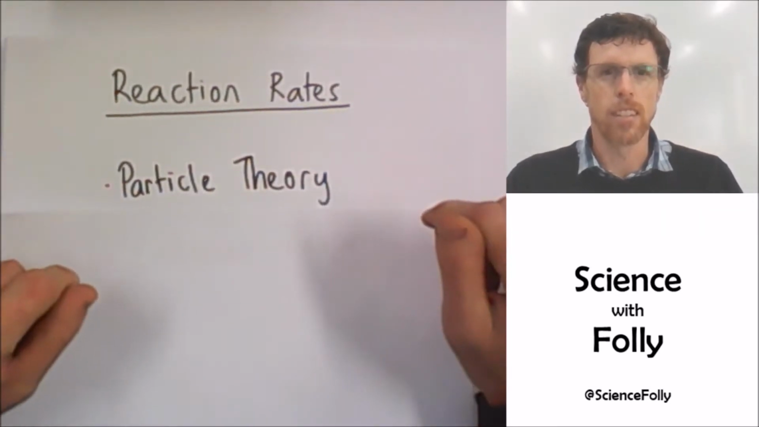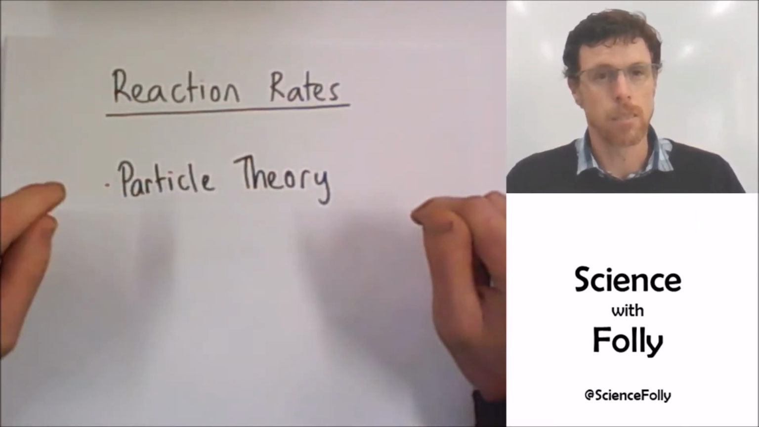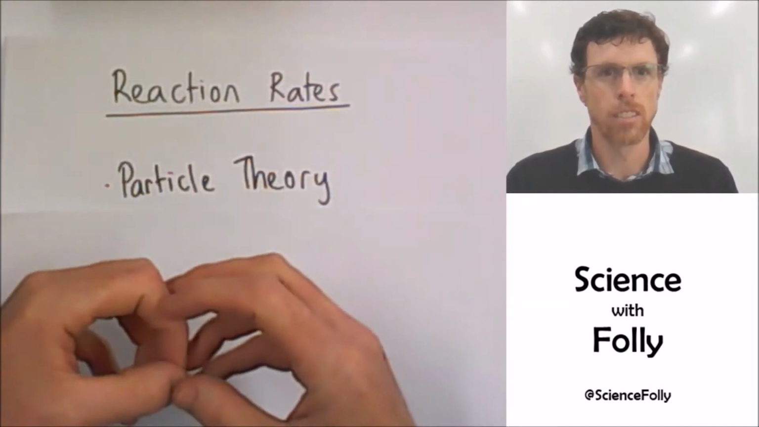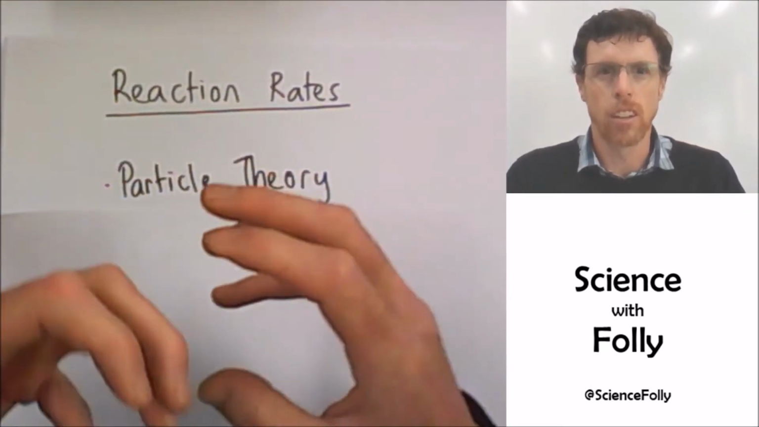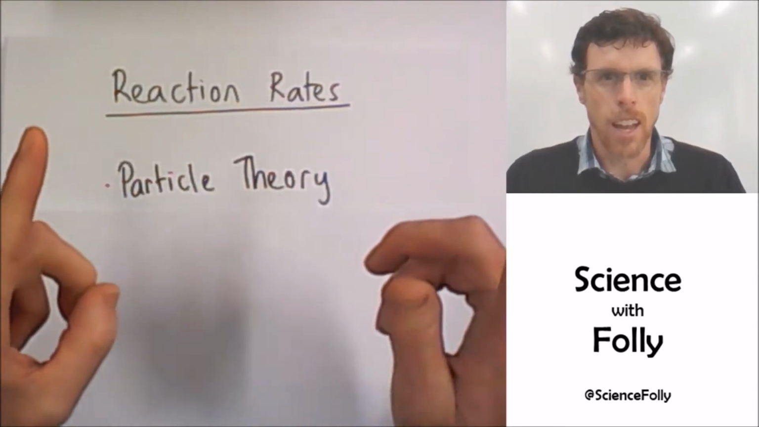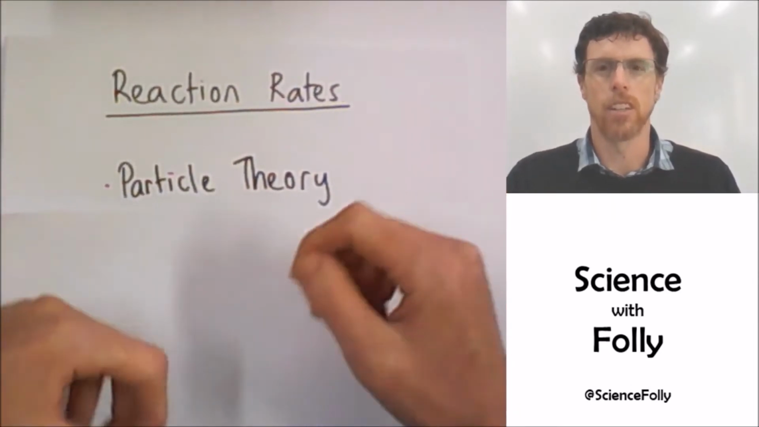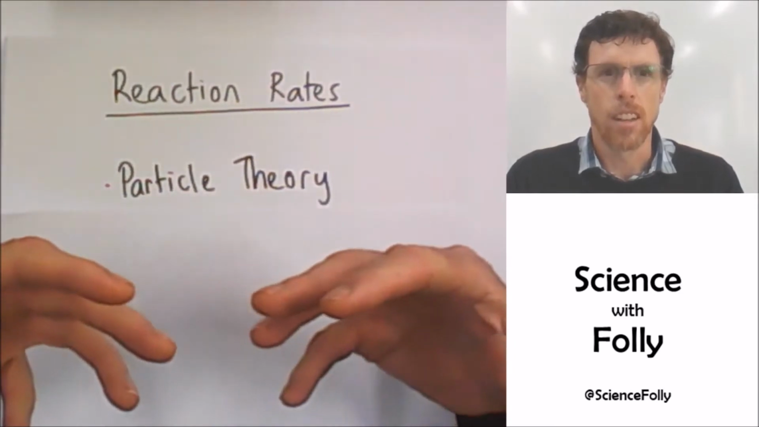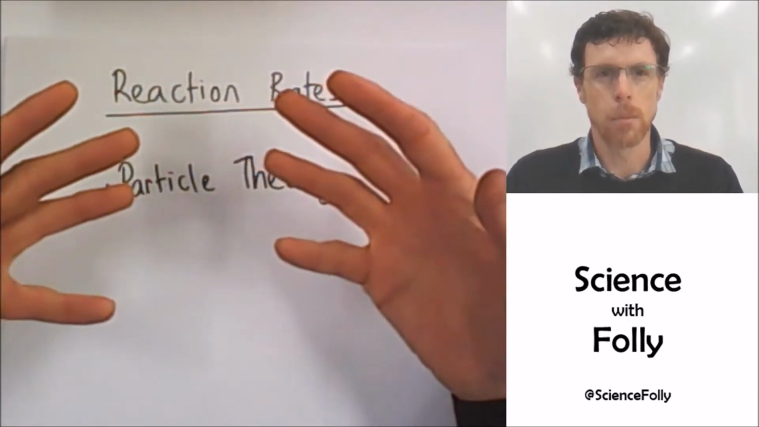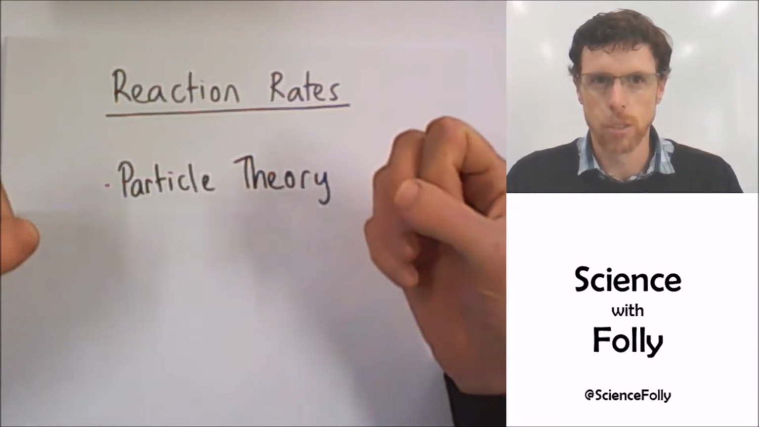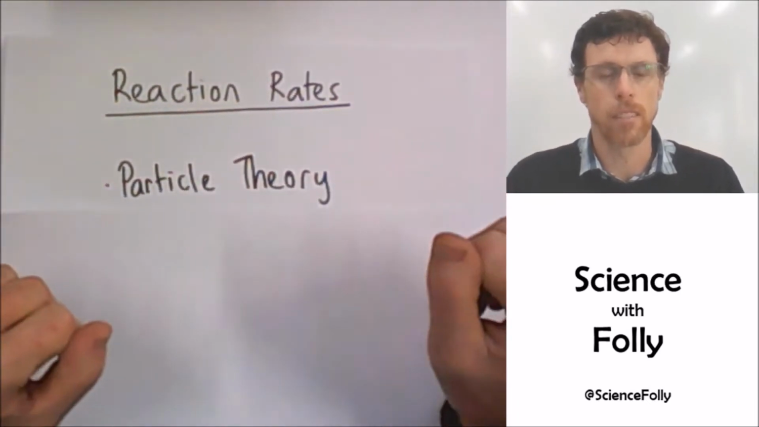Particle theory states that all matter, that's atoms, molecules, ions, all matter is made up of tiny particles that are constantly in motion. And remember, temperature affects the movement of those particles. The greater the temperature, the faster those particles move. And this impacts the rate of reaction.